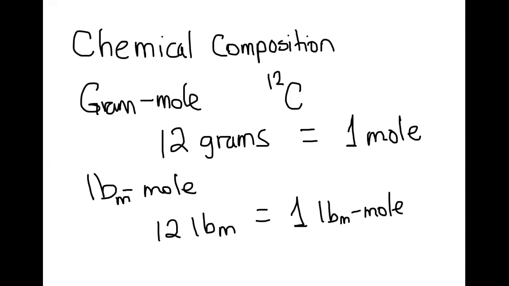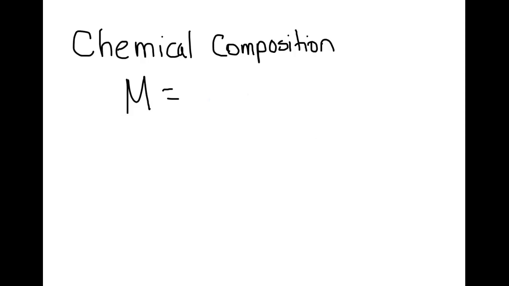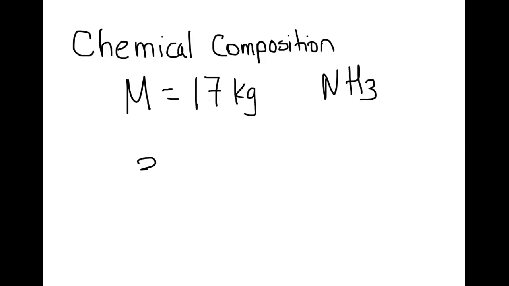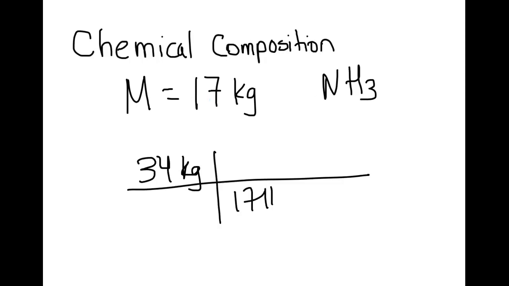So with this, we can get the amount of moles that we have in a certain substance. If the molecular weight for ammonia is 17, then 17 kilograms will be 1 kilomole. If we have 34 kilograms, then we can say that 17 kilograms is going to be 1 kilomole. So we will have 2 kilomole in 34 kilograms of ammonia.